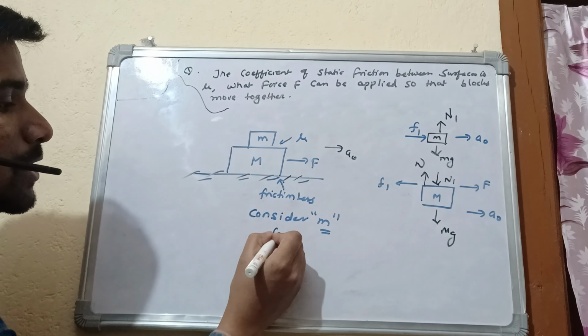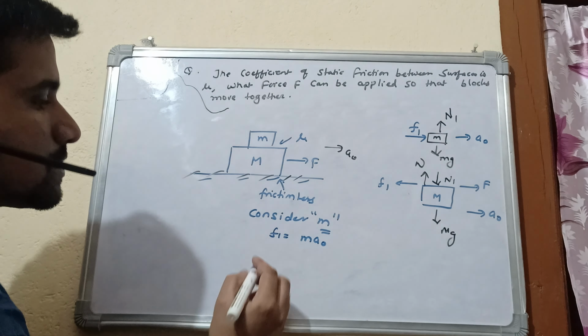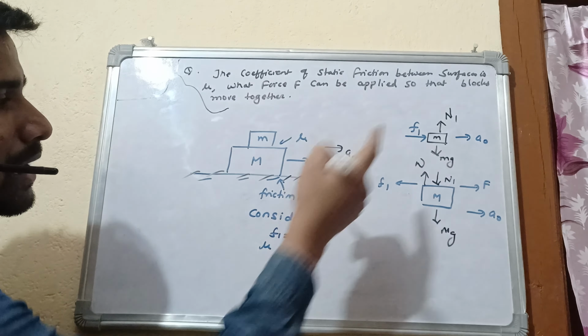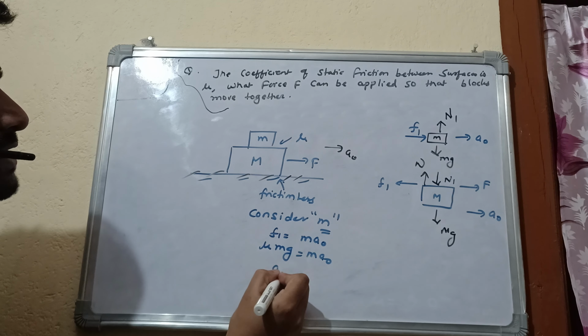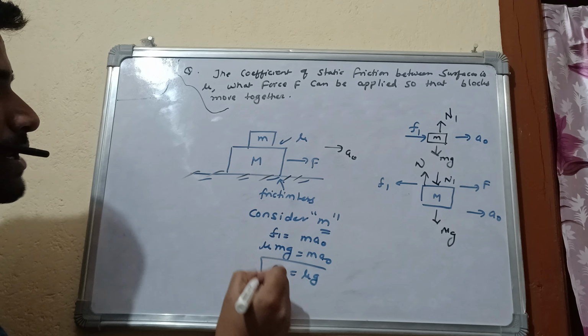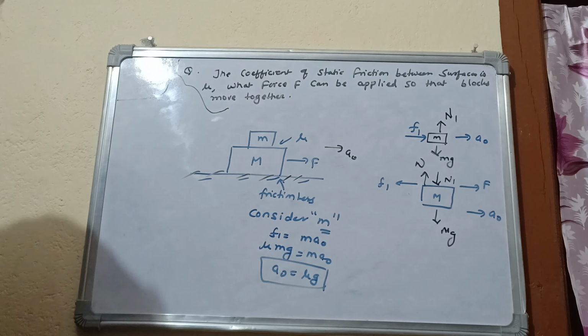So F1 will be equal to m a naught, by Newton's second law. F1 is mu times the normal N1, which is mg, and this equals m a naught. So a naught is nothing but mu times g. So the common acceleration by which both blocks will move is mu times g, the acceleration due to gravity.